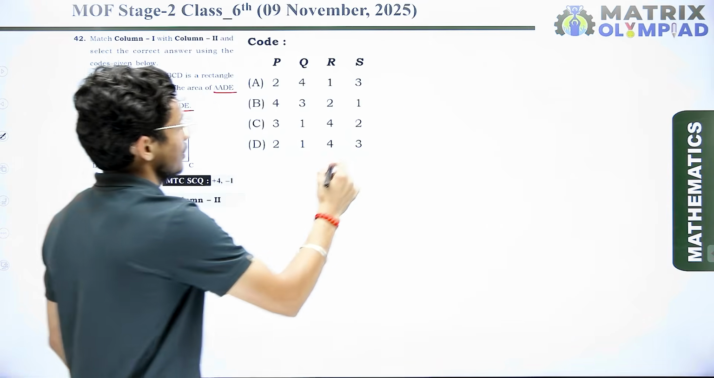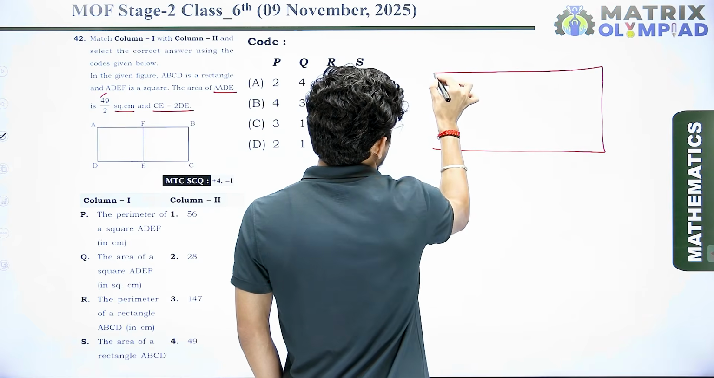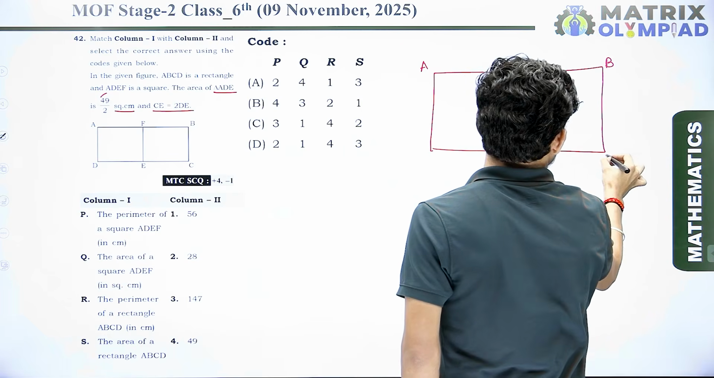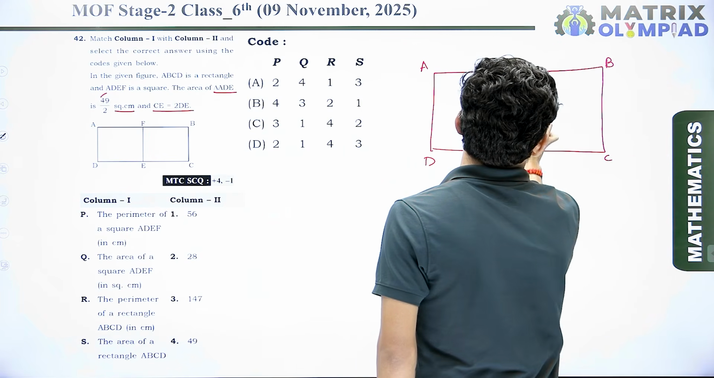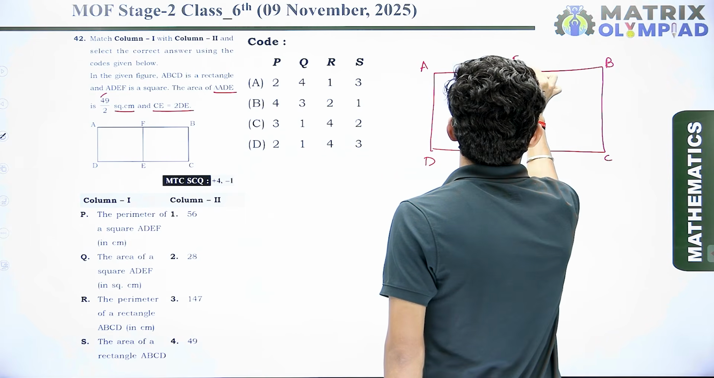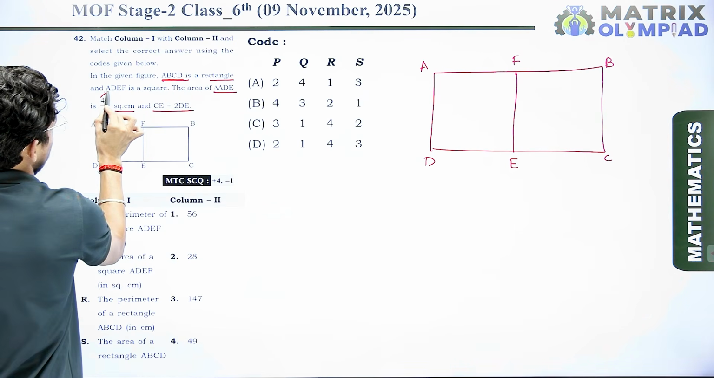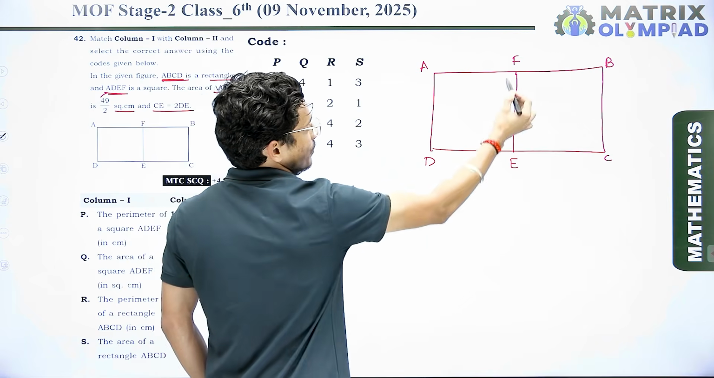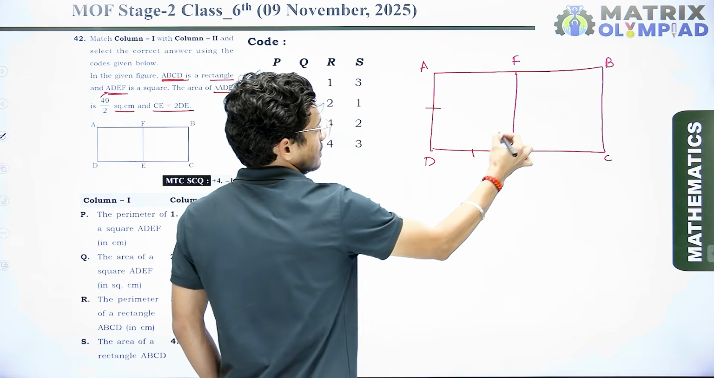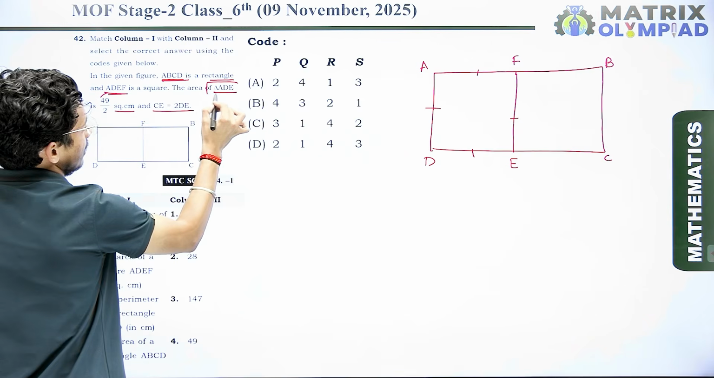So first we draw this diagram here. So I can write here, this is a diagram. Here we have A, B, C, D, and this is E, and here we have F. So here we are given ABCD is a rectangle and ADEF is a square. So ADEF is a square. It means that in a square all sides are the same. So this and this side are the same. And here we are given the area of triangle ADE.